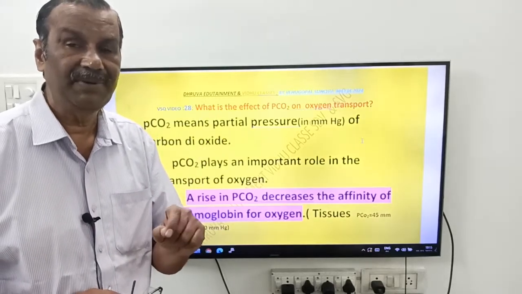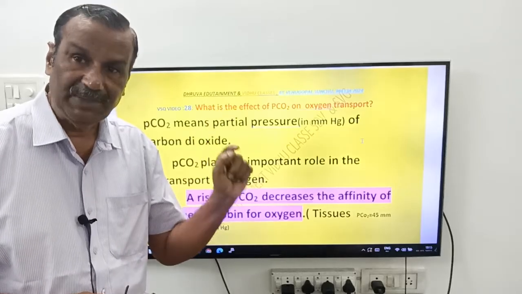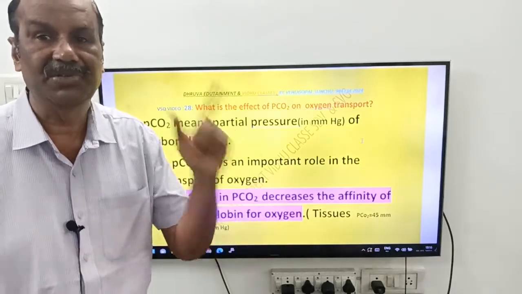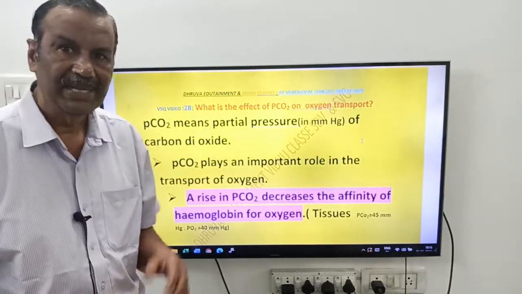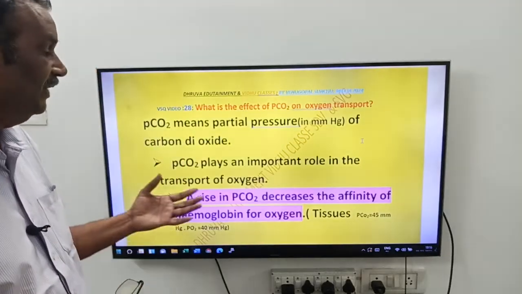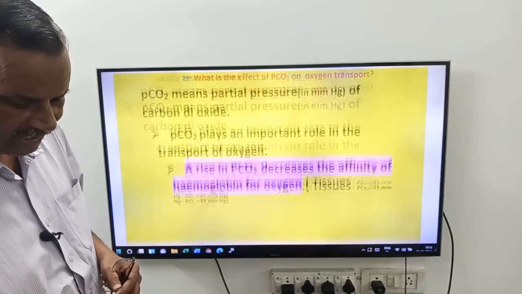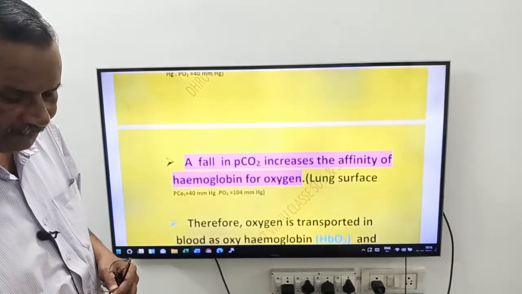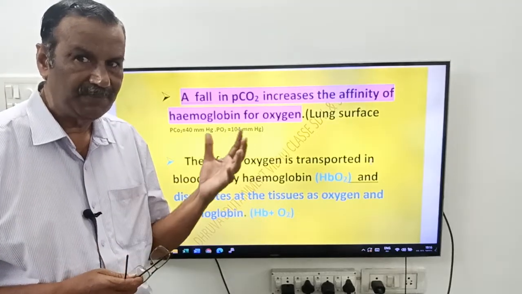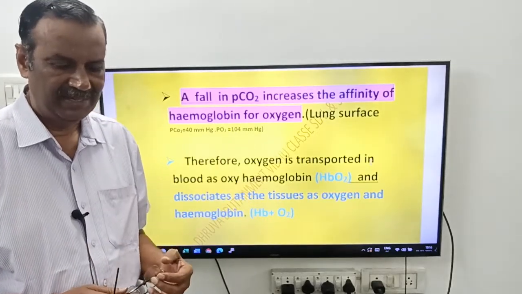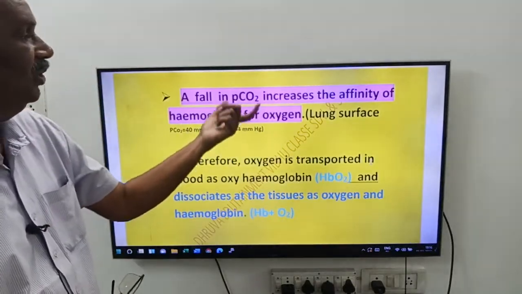Because the partial pressure of carbon dioxide is more there, the carbon dioxide combines with the hemoglobin, so hemoglobin shows less affinity to oxygen. A rise in pCO2 decreases the affinity of hemoglobin for oxygen. Next point, you have to write in reverse direction: a fall in pCO2. If carbon dioxide partial pressure decreases, a fall in pCO2 increases the affinity of hemoglobin for oxygen.